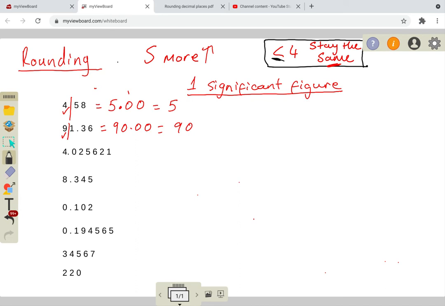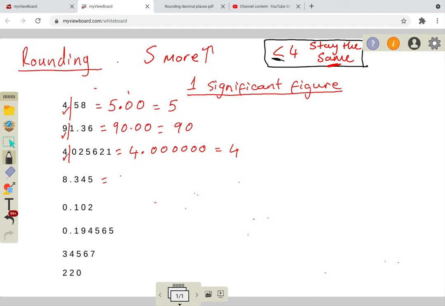Okay. Next one significant figure. First one, 4. Is it significant? Yes, it is. Draw a line. Number next to a 4 is 0. Is that 5 or more? Nope. So the 4 stays the same. 0.000000. Everything else turns to 0. So 4.0000 I can just write as 4.